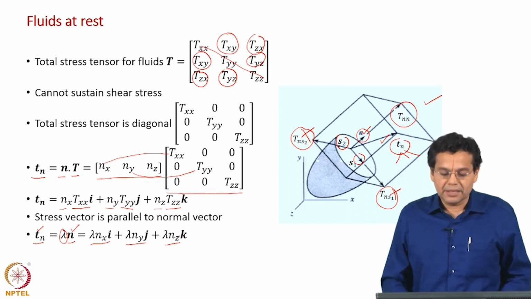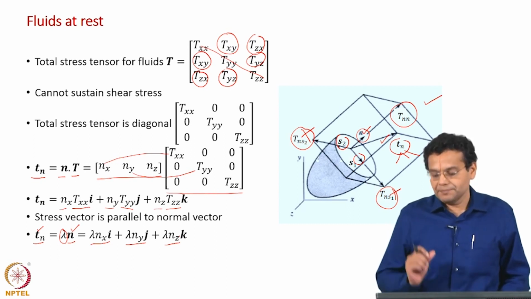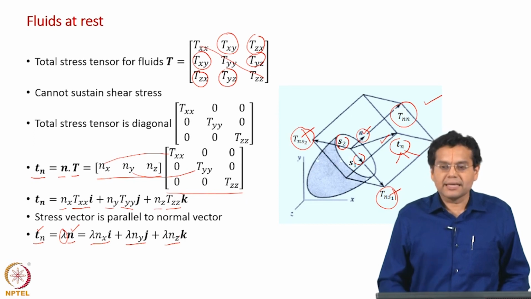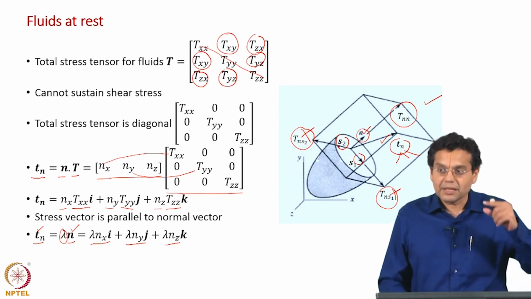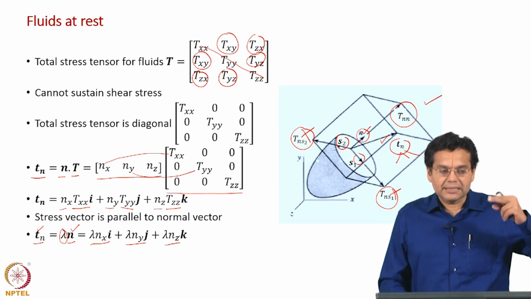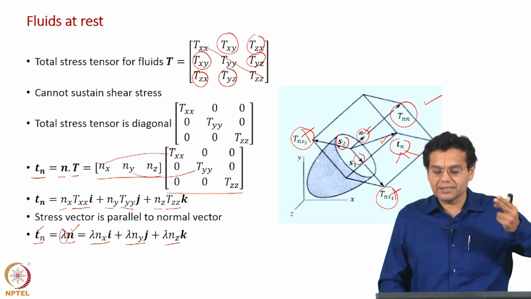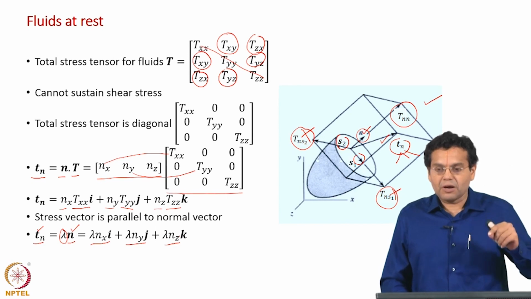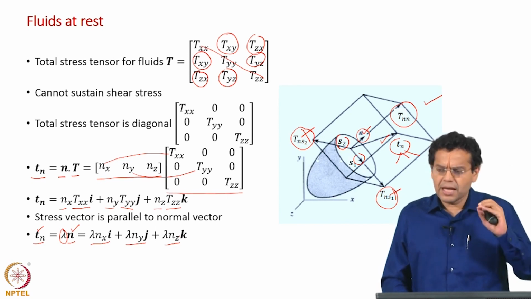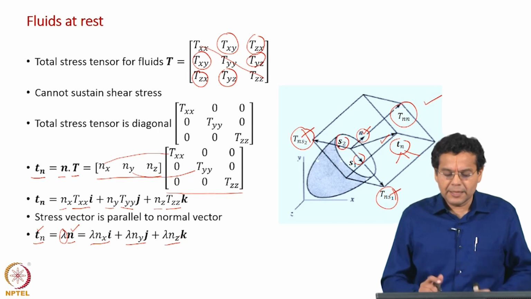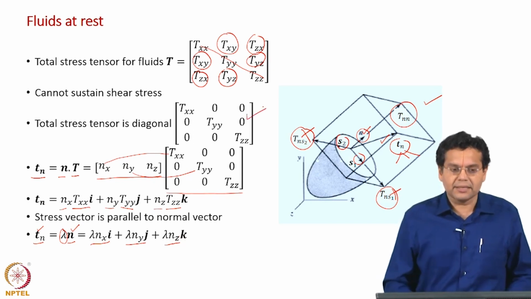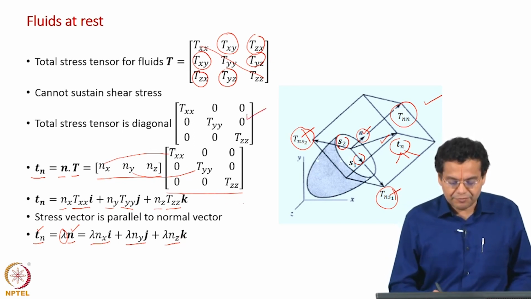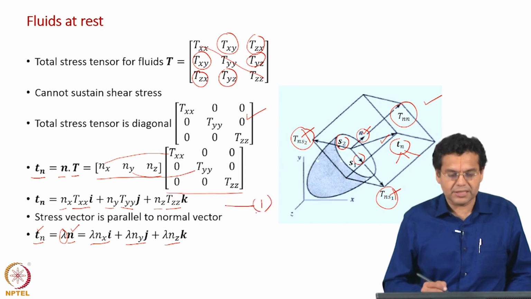Experimental observation tells you that in a fluid under static condition there are no shear stresses. This experimental observation is used in two different ways. The first implication of the absence of shear stress is that the stress tensor is diagonal. Because of that we get the first expression for the stress vector.